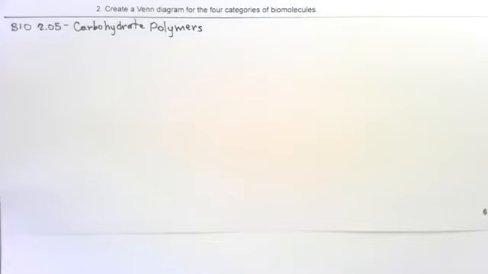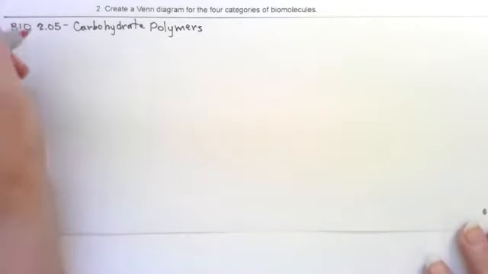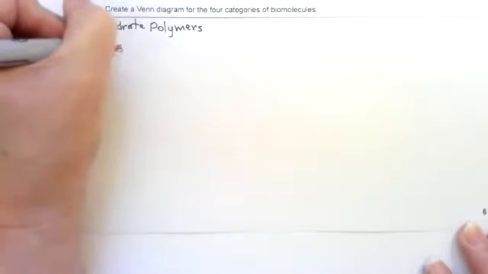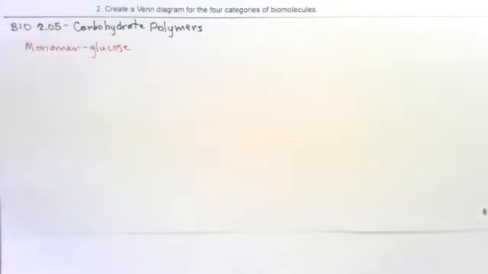So to start off with, we're going to talk about the polymers that we make from the monomers of carbohydrates. And we really only talked about one monomer for carbohydrates. Do you remember what that was? Well, the correct answer was glucose. Hopefully you said glucose. So the monomer that we're working with is glucose. And we're going to talk about 3 polymers.